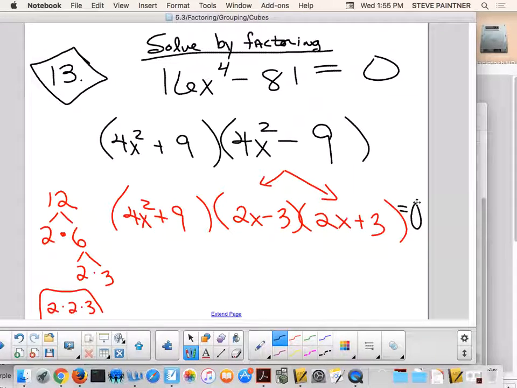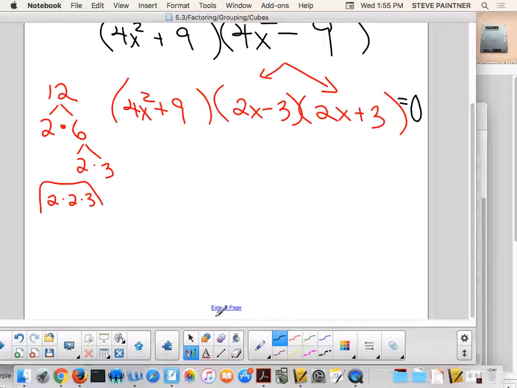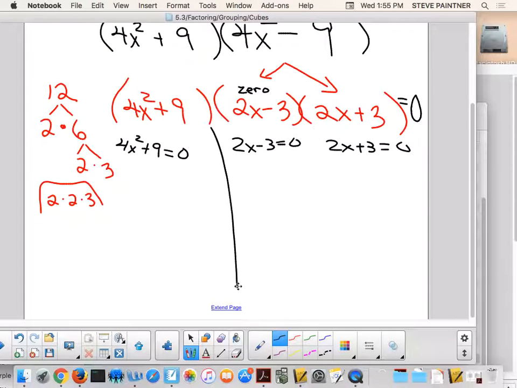Now, you did this in chapter 4. What are the answers? When one of these 3 factors happens to be zero, right? When will that be 0? You can solve them. 2x minus 3, when's it 0? 2x plus 3, when's it 0? 4x squared plus 9, when's it 0? Solve it 3 times, you got the answers.